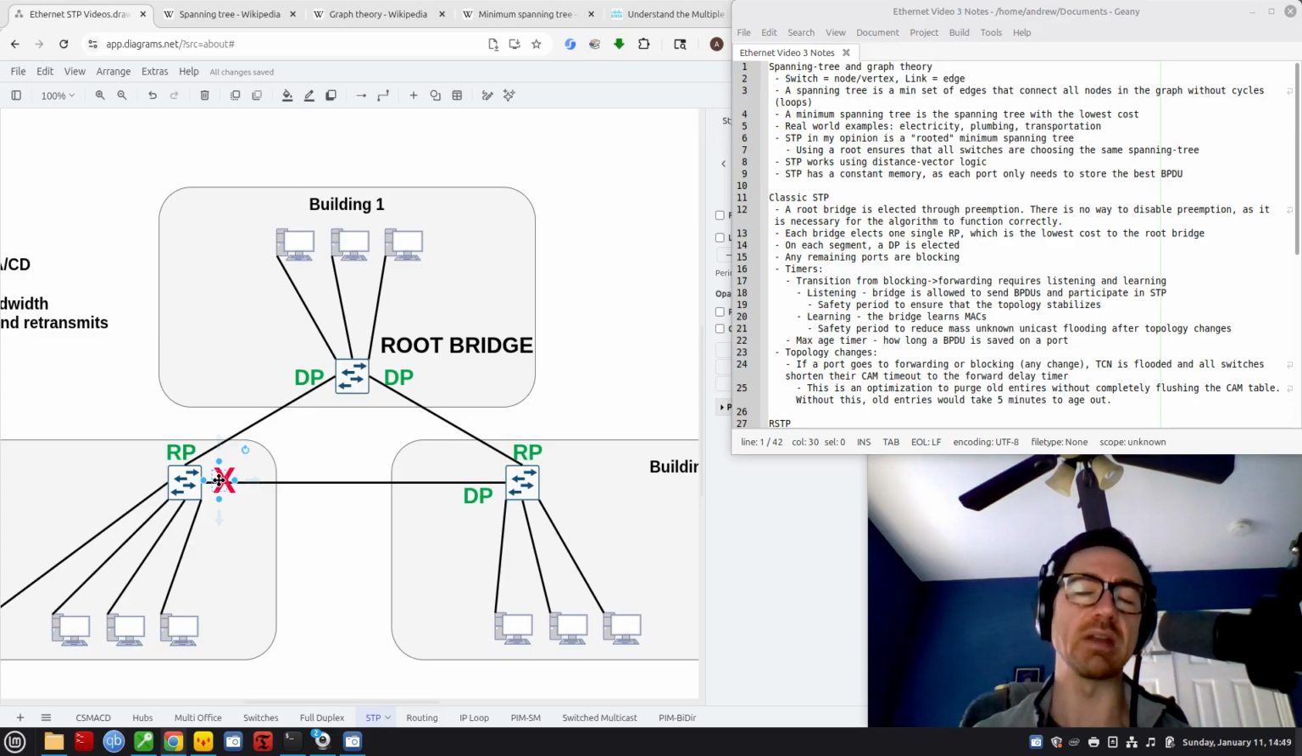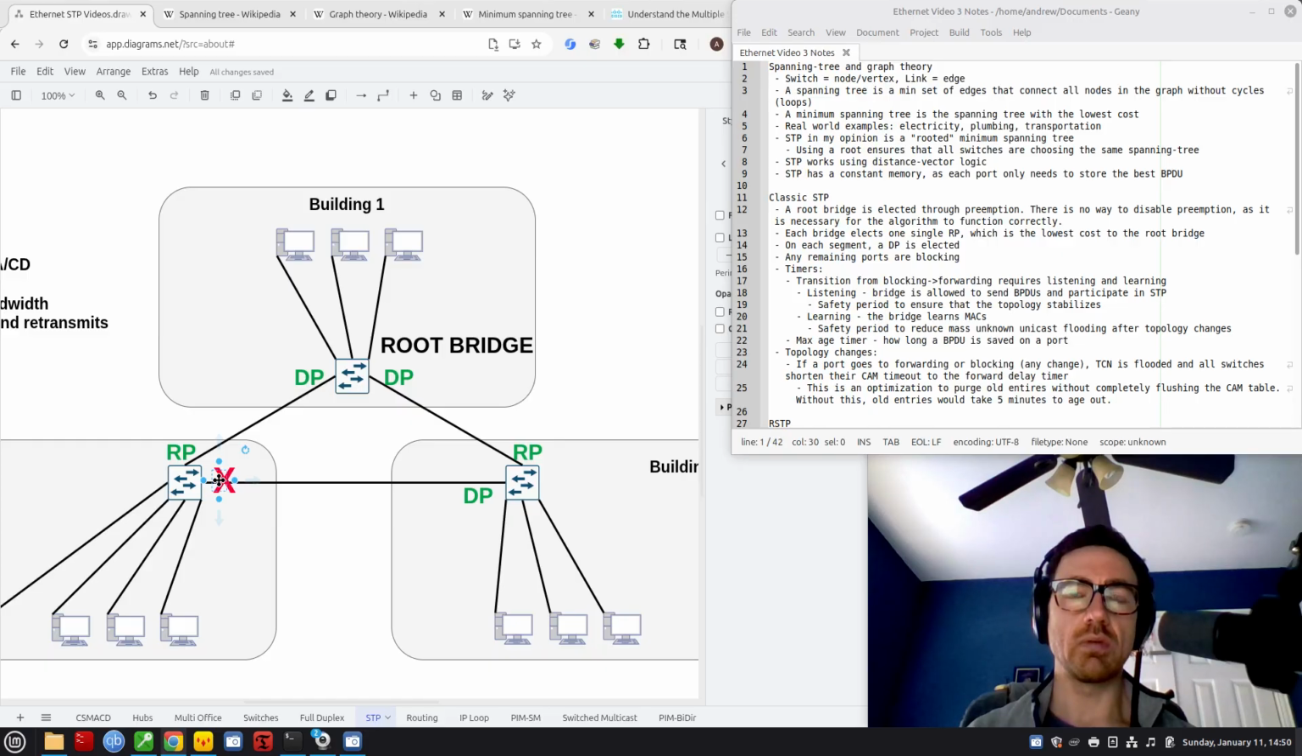First it goes to the listening period, in which the bridge is allowed to start sending BPDUs on the port, and essentially now it's participating in spanning tree. This period is a safety period to ensure that the topology has time to stabilize. Next, it goes through the learning period in which it can learn the source MAC addresses of traffic being received on that port, and it can build its CAM table. This is another safety period just to reduce mass unknown unicast flooding after topology changes happen.